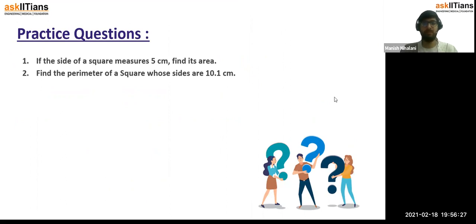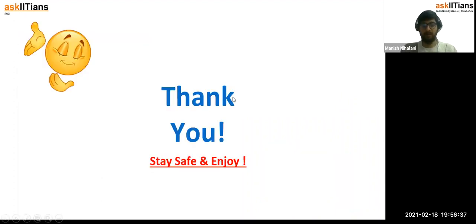There are some practice questions which I'm giving you all, regarding the square and its properties. I hope you all will solve them and we will discuss them in our next class. That is when we'll start the next chapter, which sums up this quadrilateral.